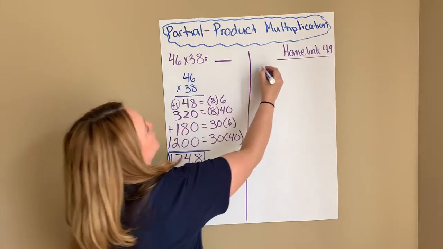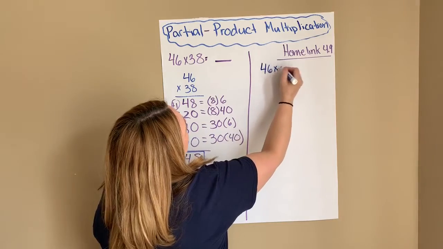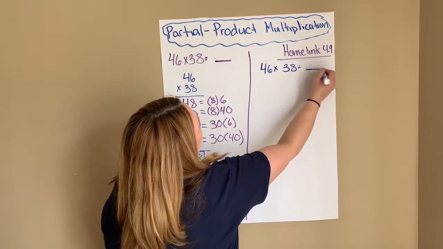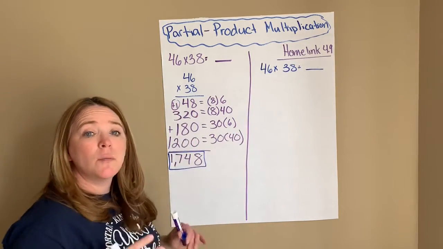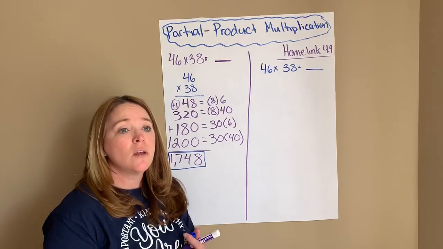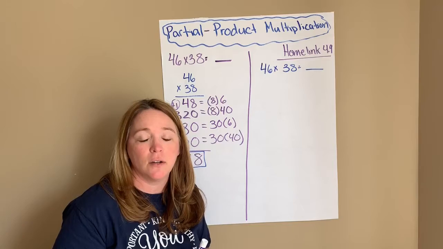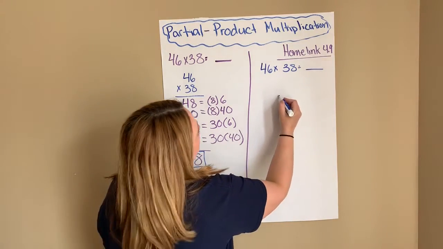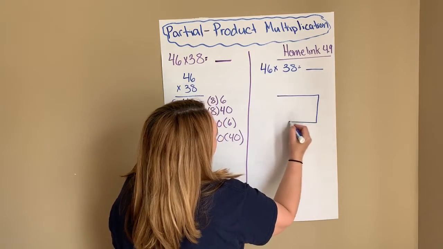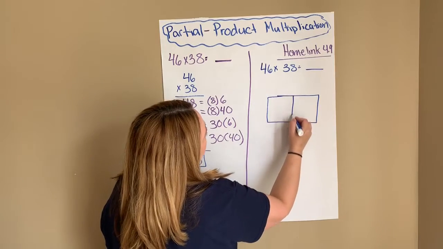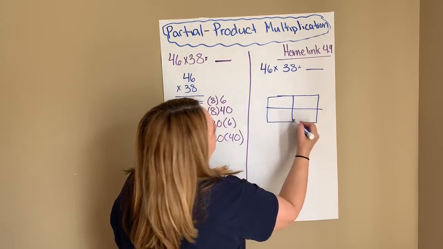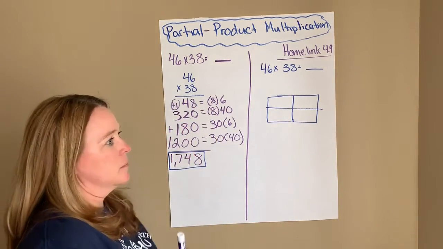So in this case, again, we have 46 times 38. Now, because I have two numbers in the tens, yesterday we only had to partition a smaller partition, but this time we need to partition a rectangle into 4. So we're going to take our rectangle and partition it into 4.